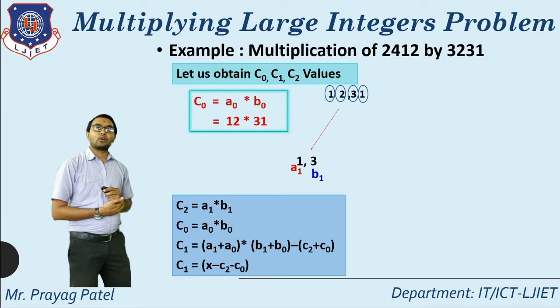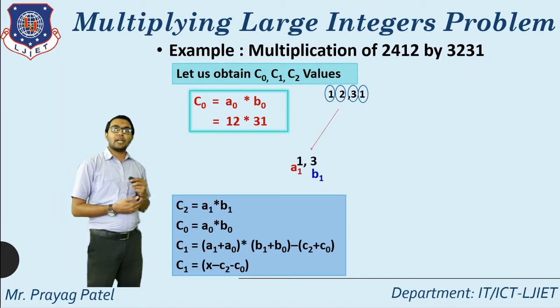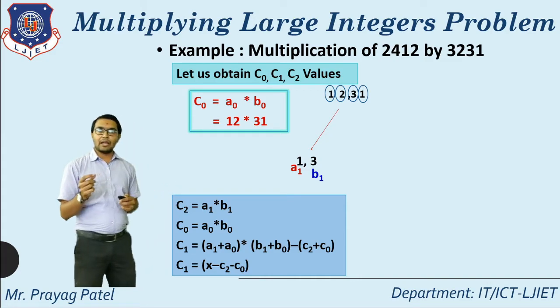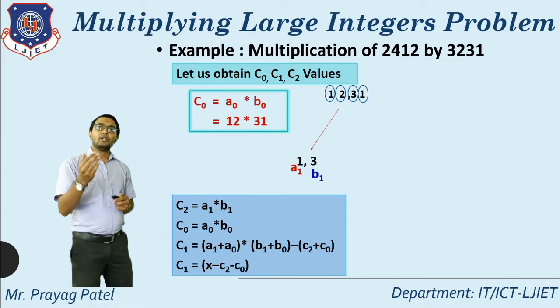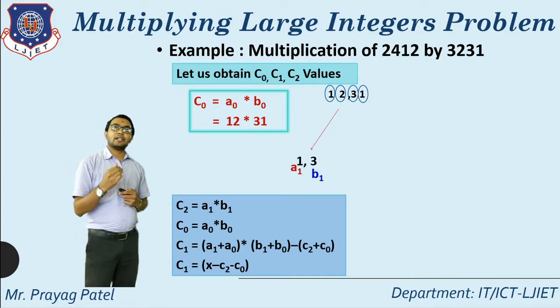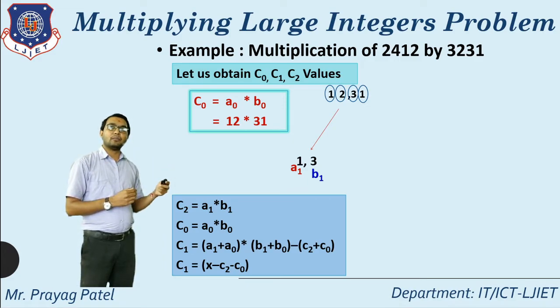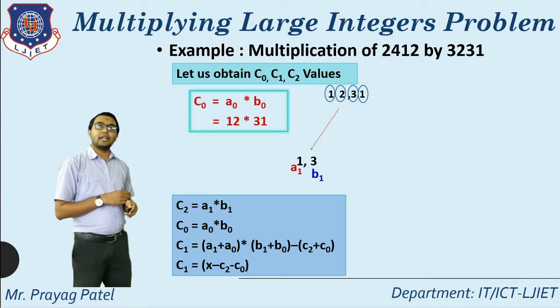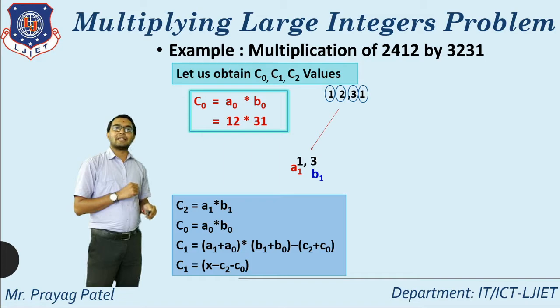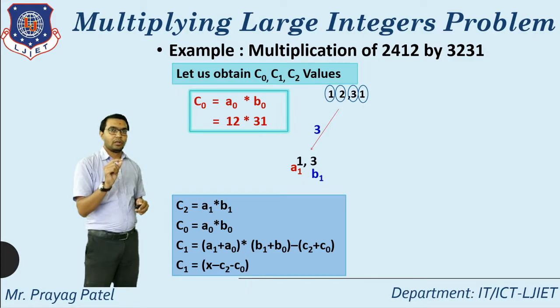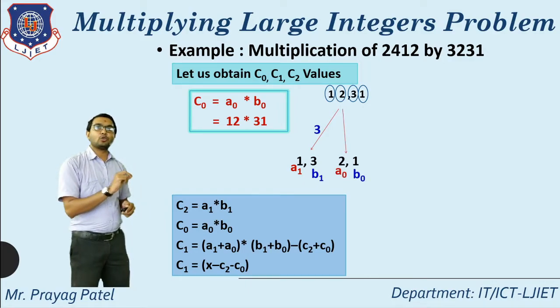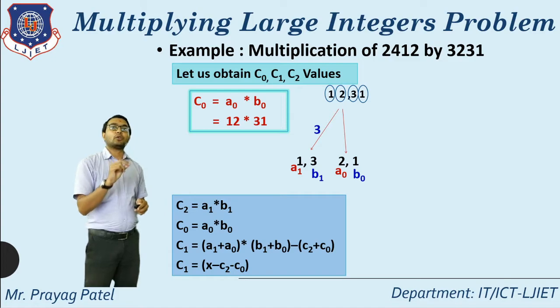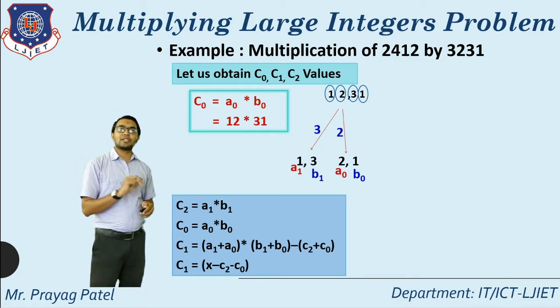Now the next step is to calculate C0. C0 means A0 multiplied by B0. A0 means 12 and B0 means 31, according to the previous step. Now divide the numbers 12 and 31 into A0, A1, B0, B1. Here consider A1 as 1 and B1 as 3. Now multiply these two numbers, 1 multiplied by 3 equals 3. The next component is A0 into B0. A0 equals 2 and B0 equals 1. The multiplication of these two is 2.